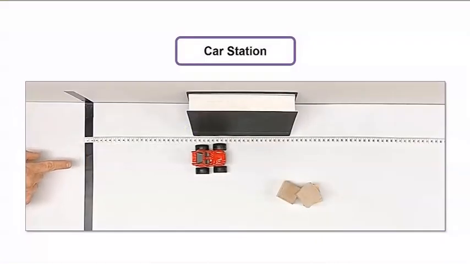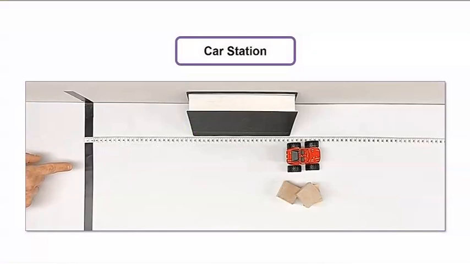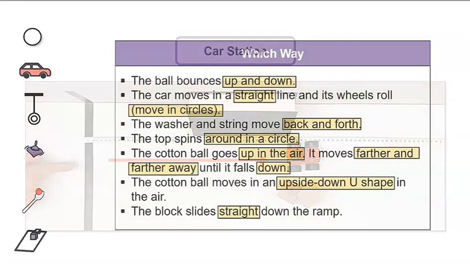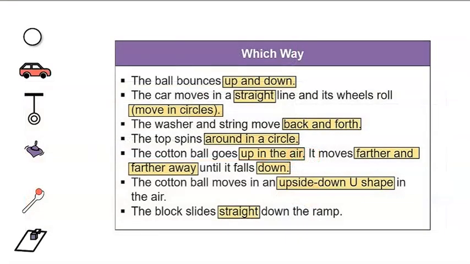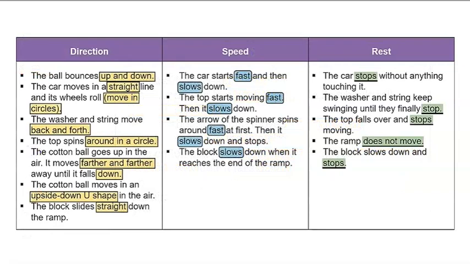Direction is the path along which an object moves. At the car station, the direction the toy car moves is in a straight line. So do you think maybe we should change the title which way to direction? I think so too. Wow, we describe the motion of objects in a variety of ways.